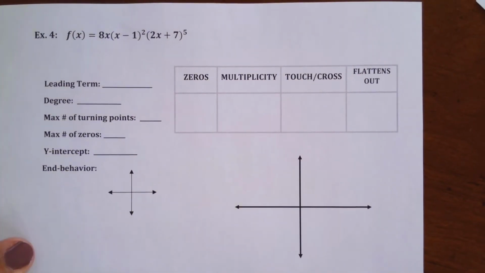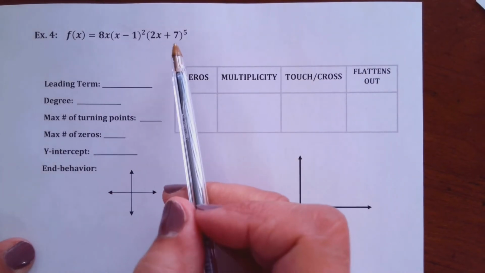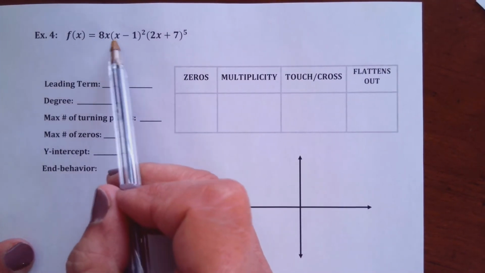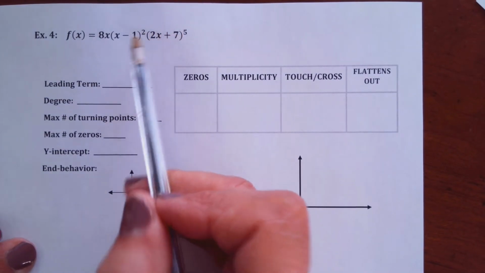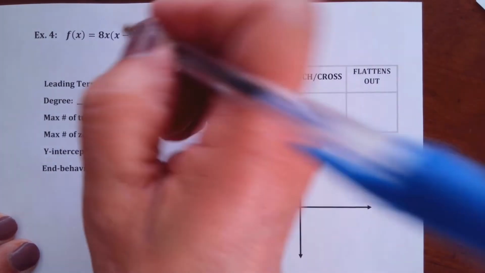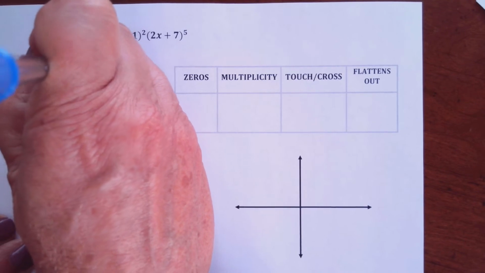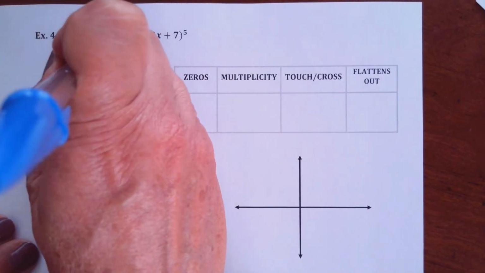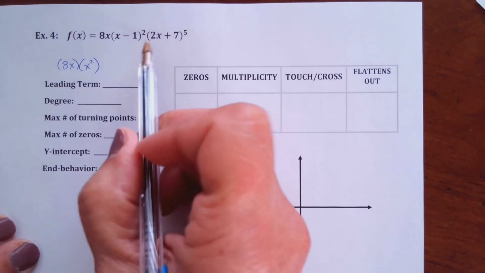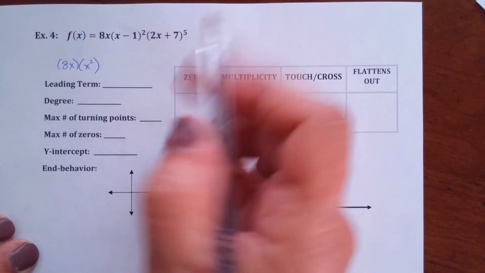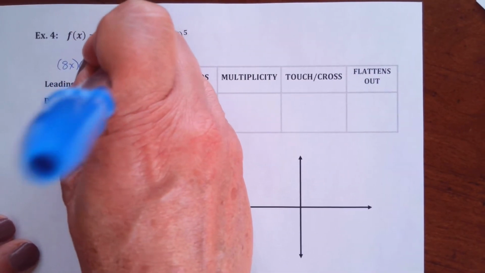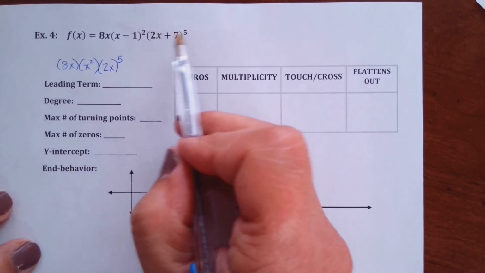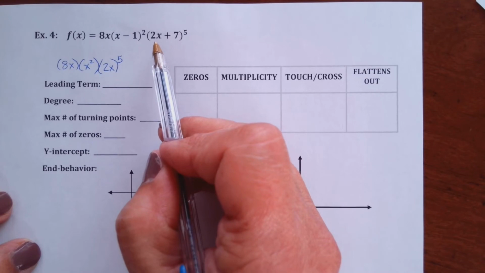All right, so on this one, it's factored. So to find the leading term, we have to multiply the first terms, including those exponents. So to find the leading term, I would multiply 8x, and then remember x squared. And then be careful, this would be 2x, all of that raised to the 5th. So I have to do some work there. It's not just 2x to the 5th. I have to raise 2 to the 5th and x to the 5th.